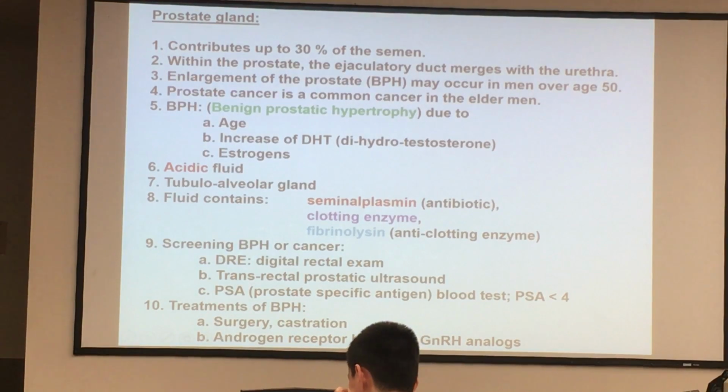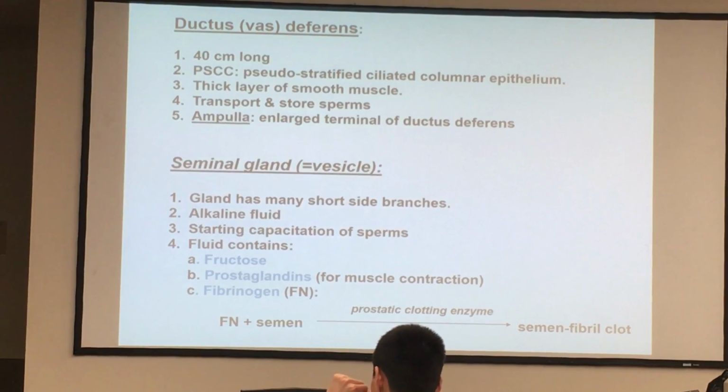They can also do an ultrasound. How do they do it? They can do surgery to treat it, or they can use a chemical castration. That means using a drug or GnRH analog to reduce the testosterone. Okay. All right.